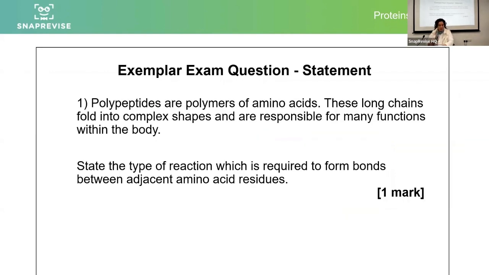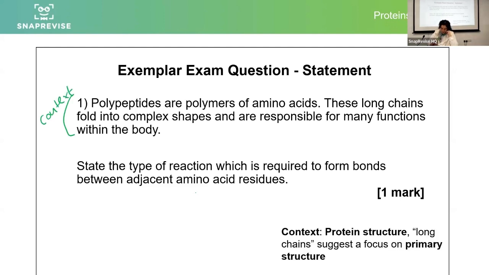Let's look at an example question. Polypeptides are polymers of amino acids. So immediately I can recognize that this is my context here. All of this question is my context. So protein structure, long chains. These long chains fold into complex shapes that are responsible for many functions within the body. Fine. So that suggests to me, if we're talking about long chains, that the focus of the question is going to be on primary structure.